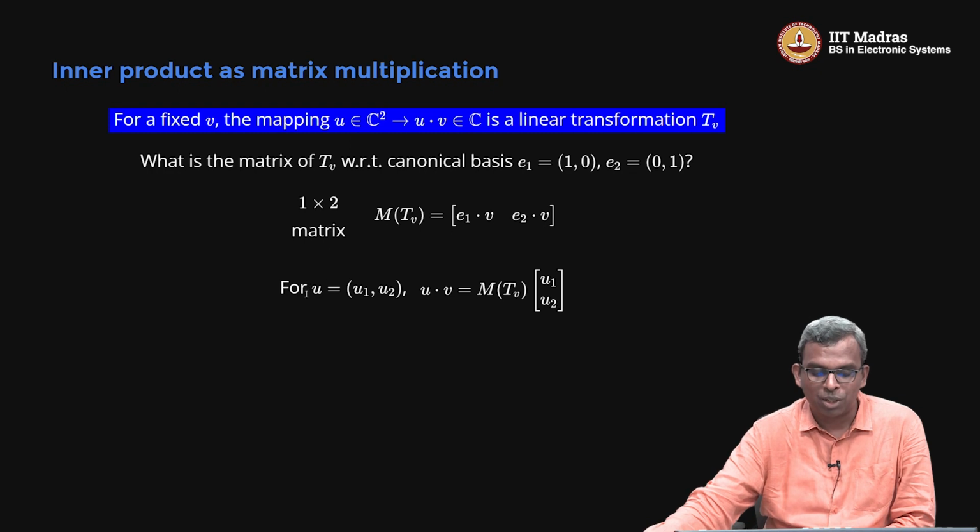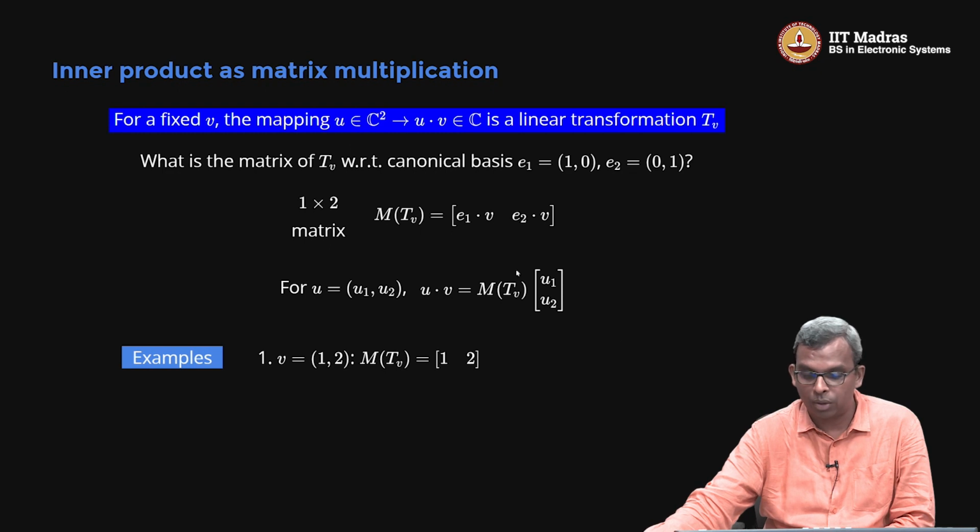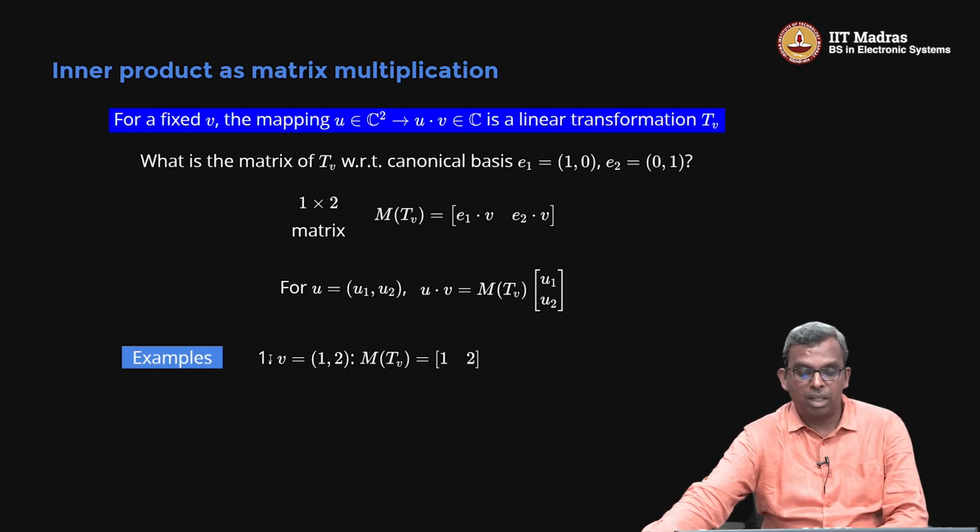Supposing you have U is U1 U2, U dot V is the same as M of TV times U1 U2. Okay. So, now this gives you a very interesting little property here. So, M of TV is this vector here. So, if you have V is 1 2, what is M of TV? It is just E1 dot V, and E1 dot V I know is the first coordinate 1, E2 dot V is the second coordinate 2. Okay. So, it is easy enough.